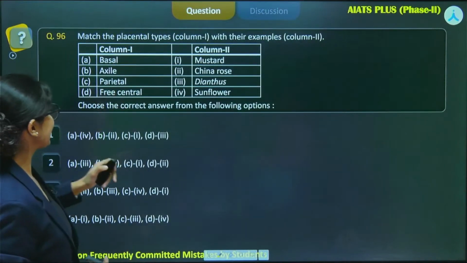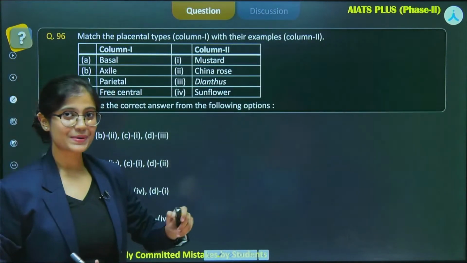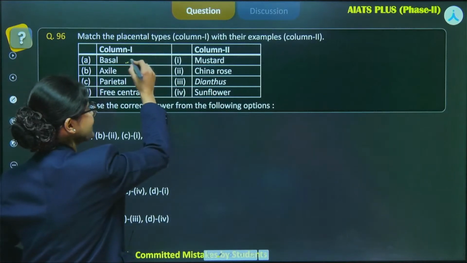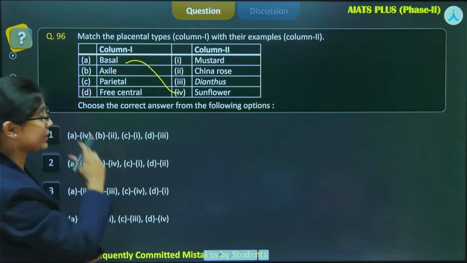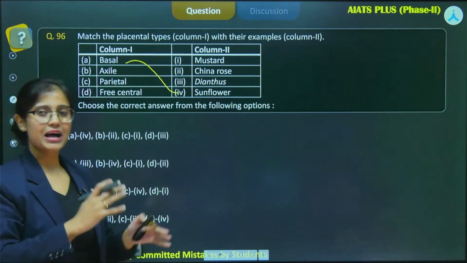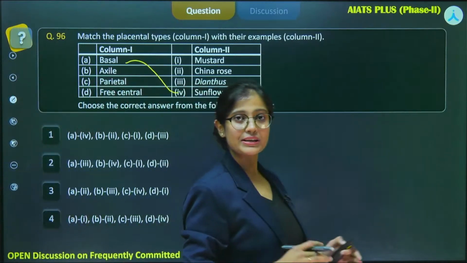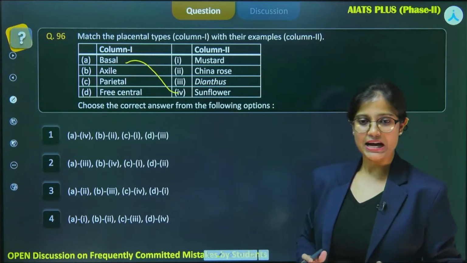The first one is basal. So basal placentation is found in sunflower. So from this only I can hit the correct answer, which is given in option 1. So this is how we strategize our question to choose the correct answer.